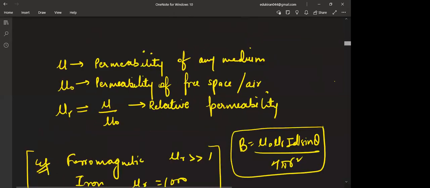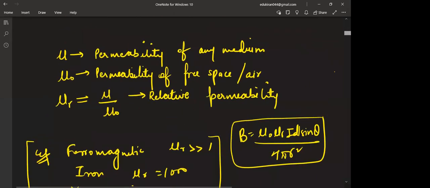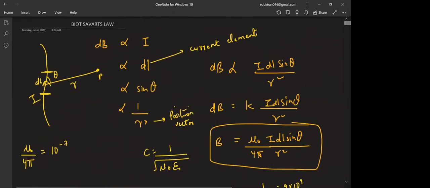Okay, before we do that, firstly note down this part.